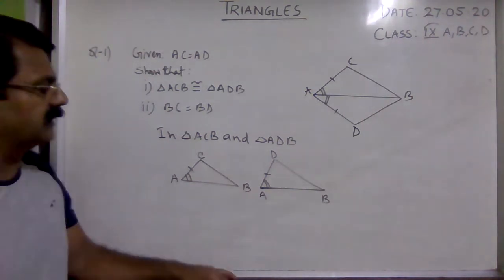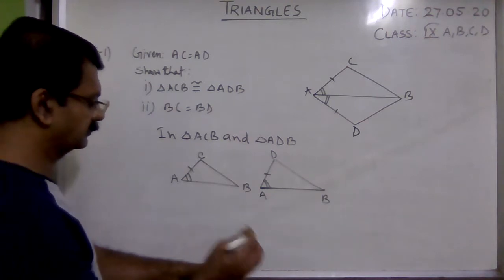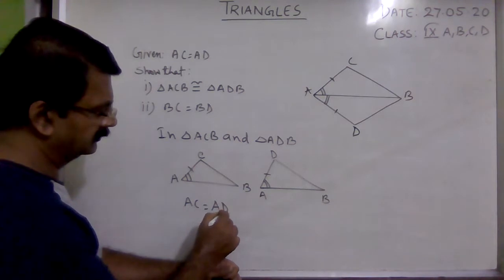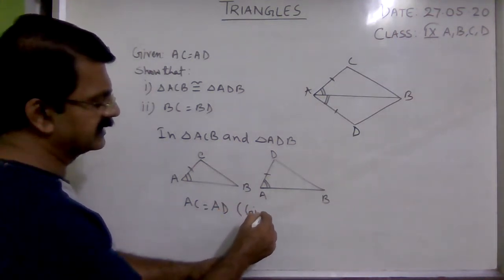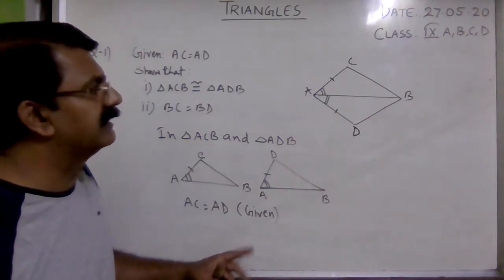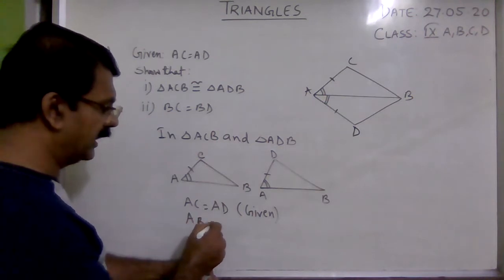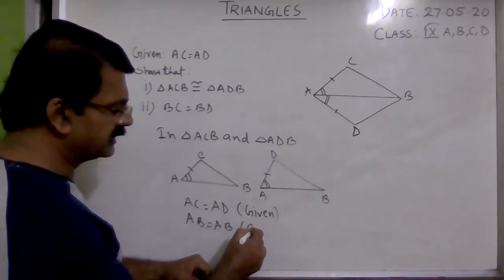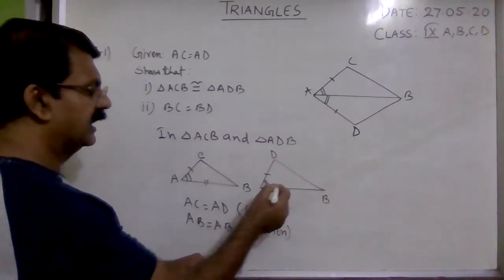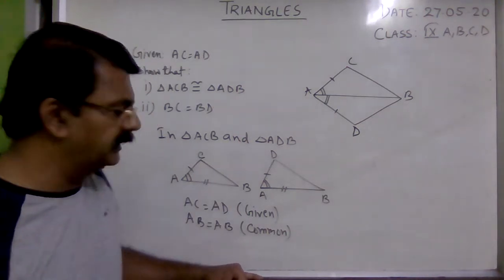Okay, these are the two triangles ACB and ADB. Now see, AC is equal to AD. Reason, it is given. It is given in the question that AC is equal to AD. Then AB is equal to AB. Reason, because they are common to both the triangles. See, AB is common to both the triangles. So AB is equal to AB.